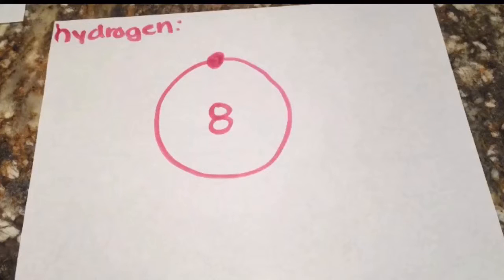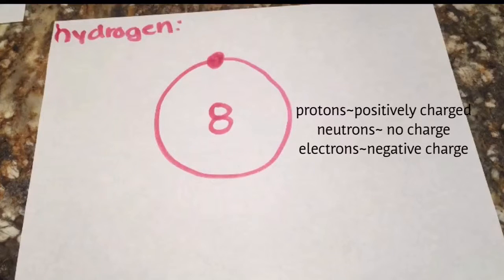This is a simple diagram of a hydrogen atom. The nucleus is where the protons and neutrons of the atom are stored. Depending on which atom it is, there will be a different amount of neutrons and protons. In a hydrogen atom, there's one neutron and one proton.